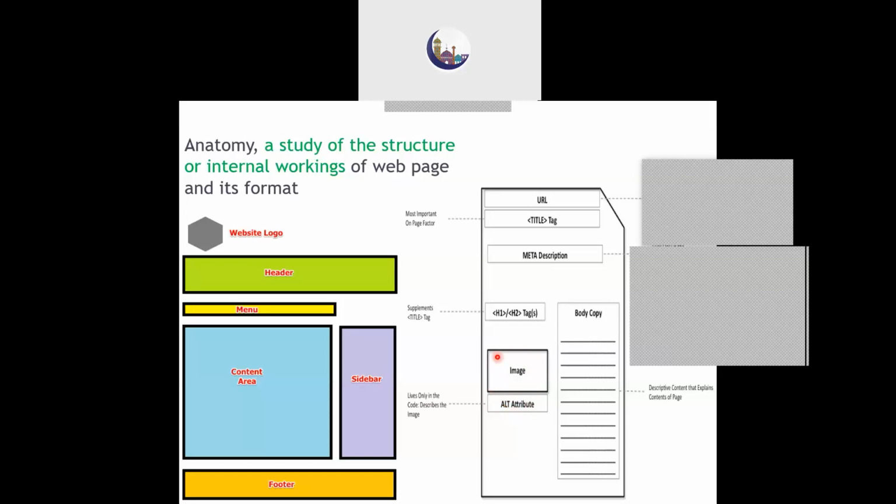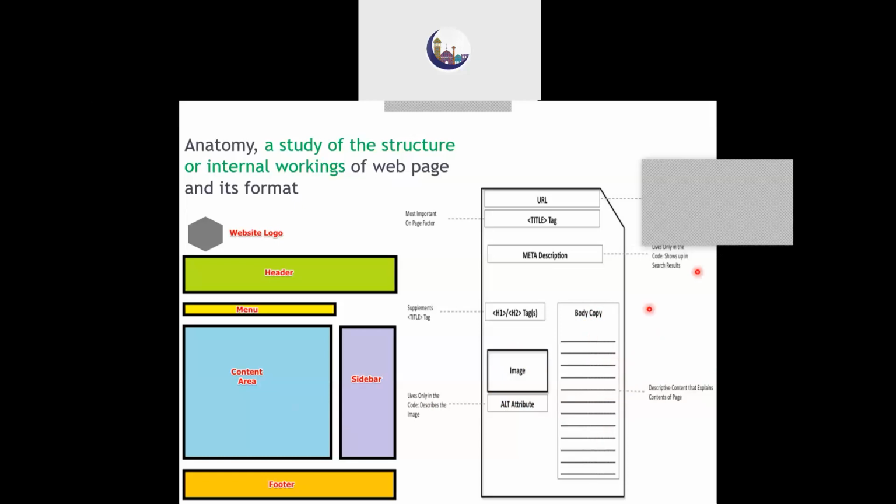Then we have the actual text to be displayed in the body copy, which will keep all the data. We'll come to know about each of it separately. So it's a brief overview about this web page.